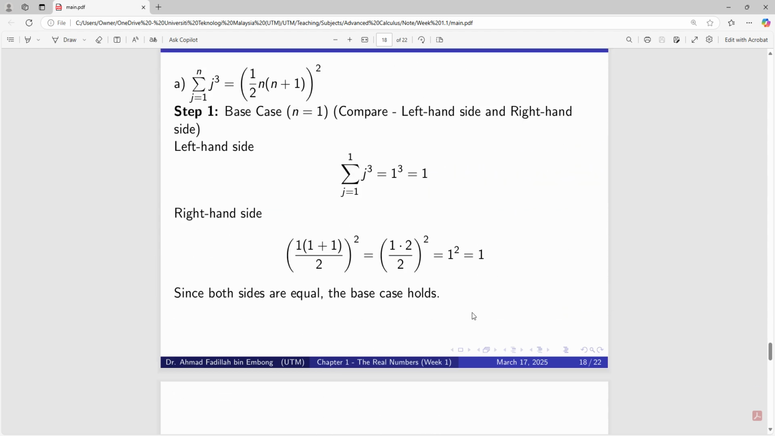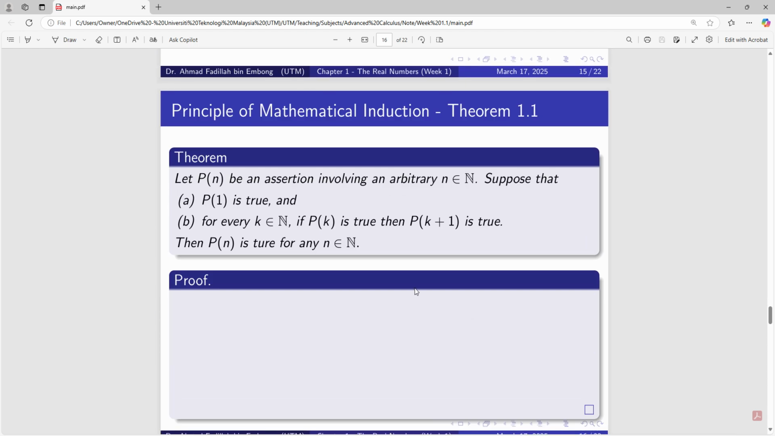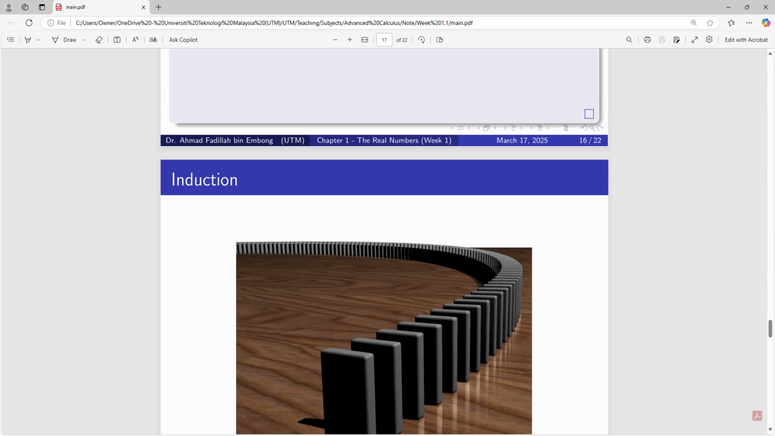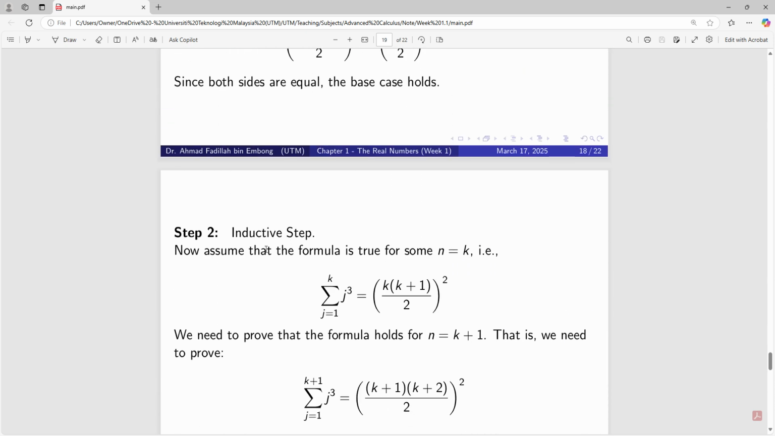So now we are done with the first step. P1 is true. We prove the first one. So next, we need to assume it is also true for PK. So I'm going to use or call the step number 2 inductive step.